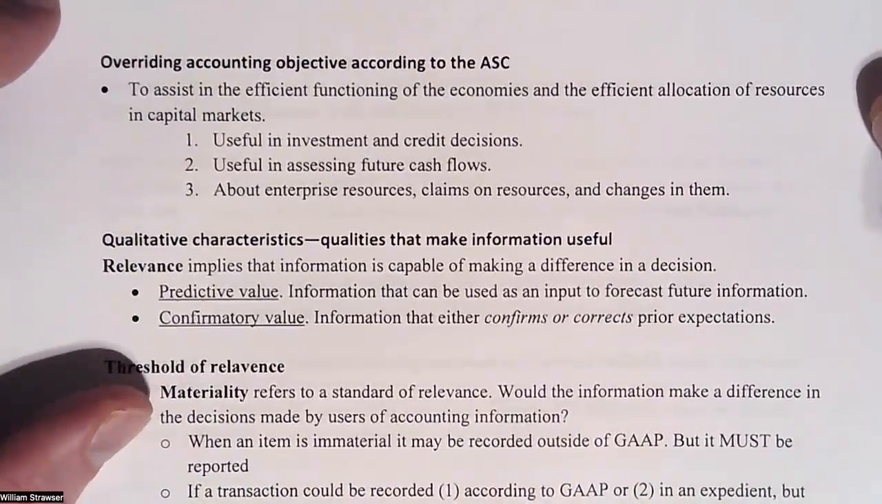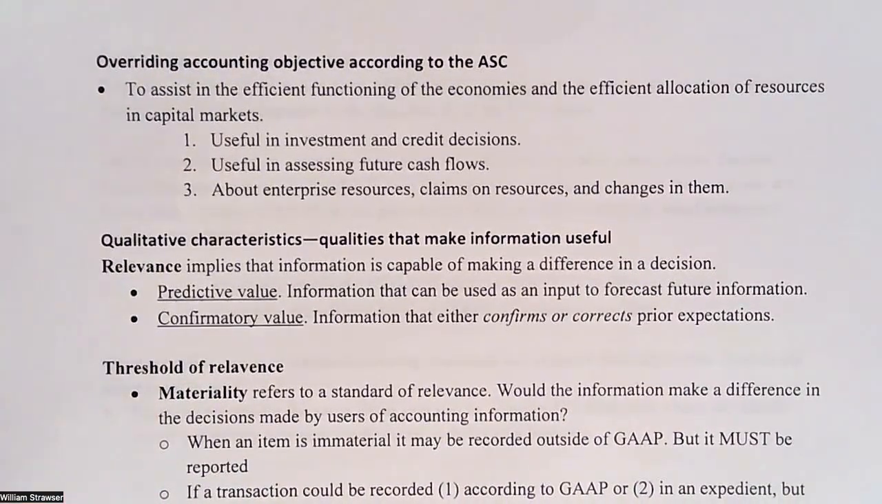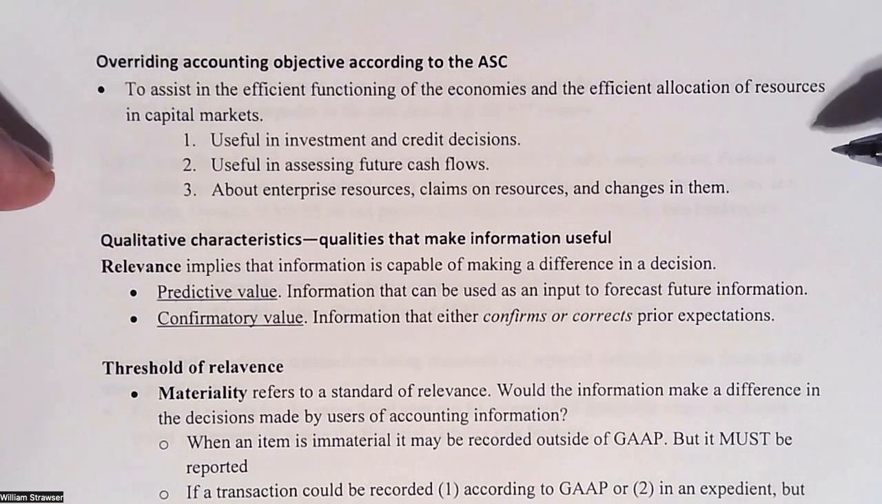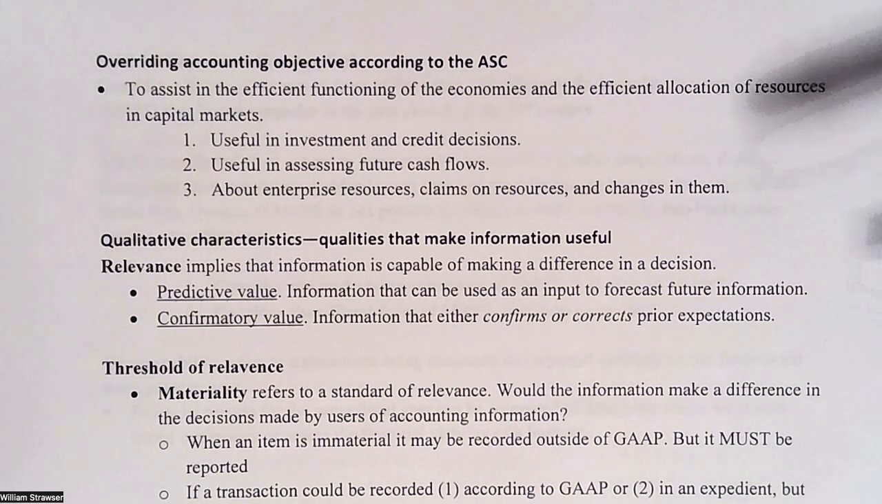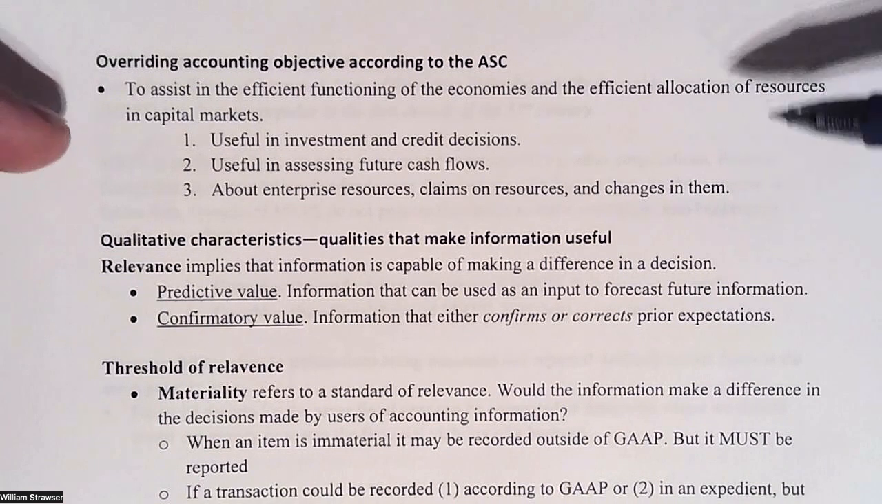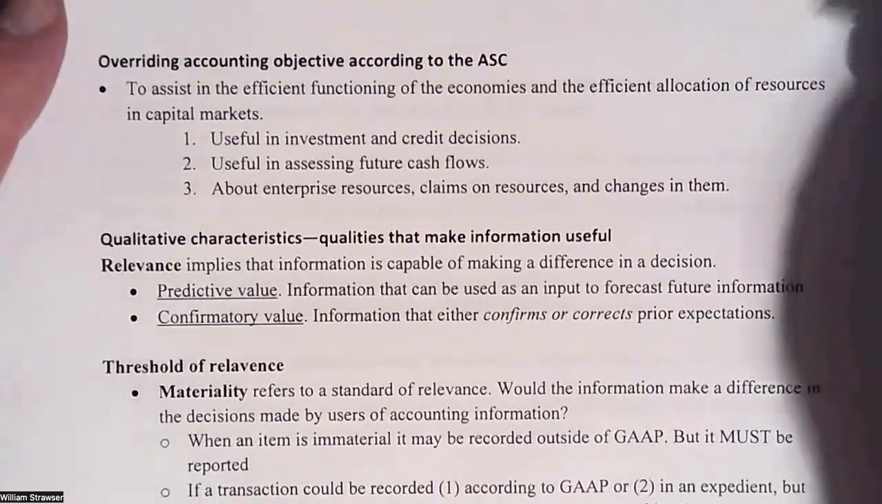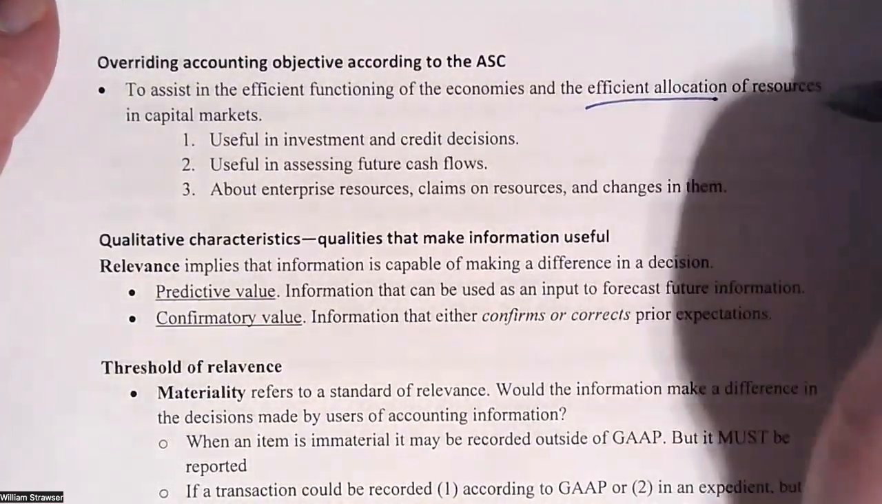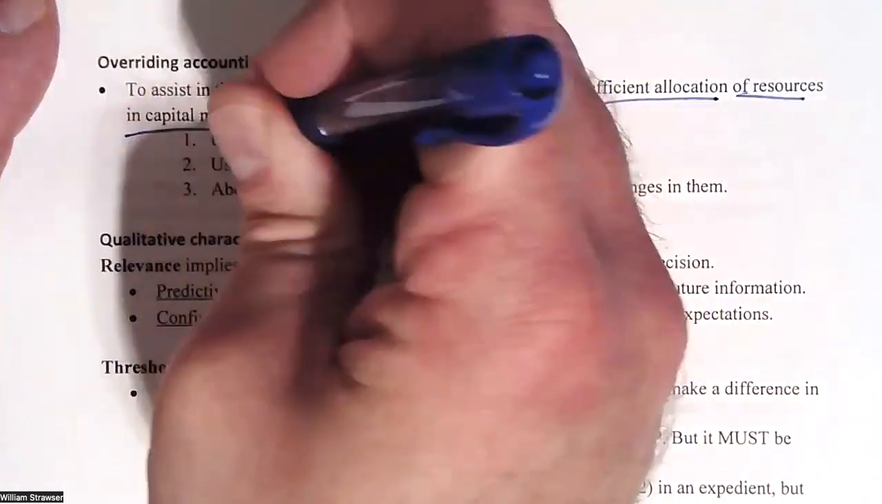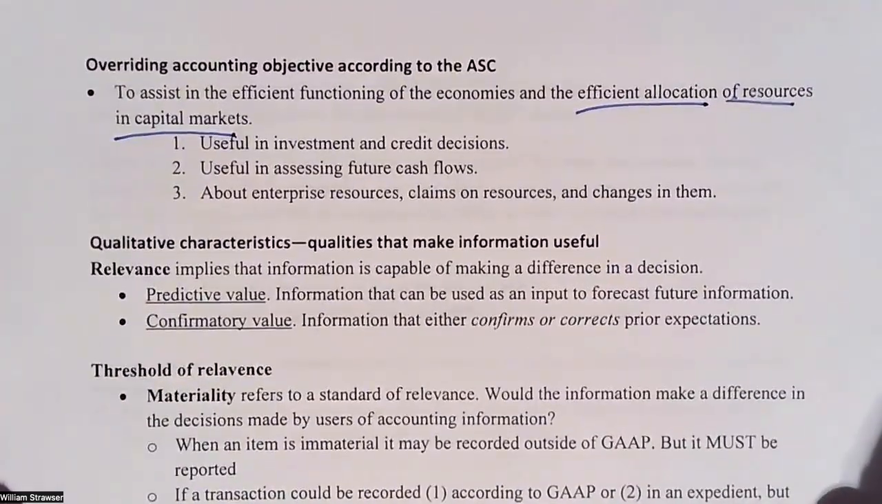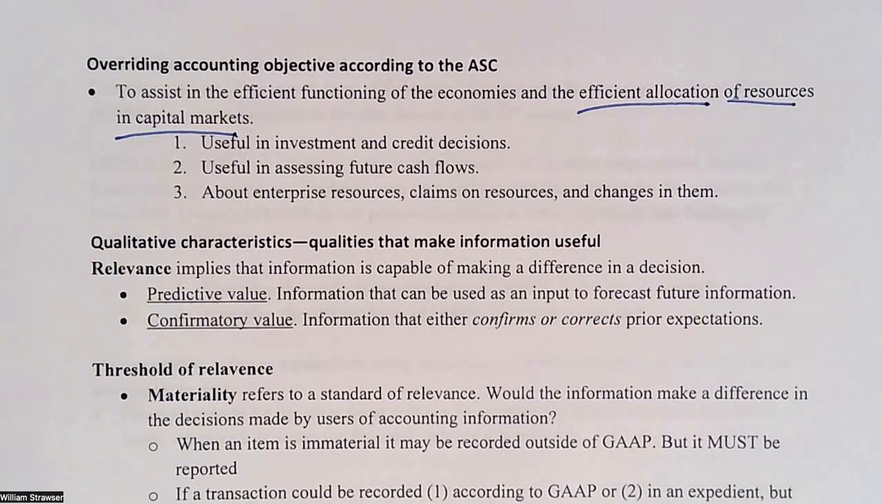So what's the purpose? The first thing that GAAP really tries to address is, what are we trying to do with our codification, with the rules? What should our goal be? And the goal is to provide information that is, in general, useful for the efficient allocation of resources in capital markets. So that sounds like a complicated phrase, but let me break it down.